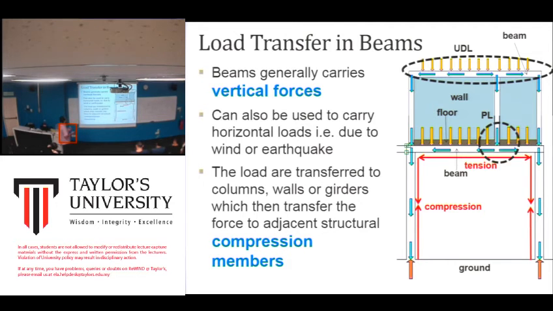Okay, beams can also be used to carry the horizontal load due to wind or earthquake. It depends, that's why we have many types of beams. Some are fixed, some are simply supported. Usually, the simply supported one can bear the load from the wind or the earthquake, because it is not fixed. It can absorb the vibration. But if the beam is fixed with the column, it will not be flexible enough, so it cannot absorb a large amount of vibration.